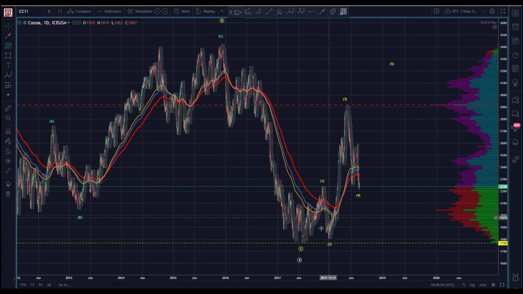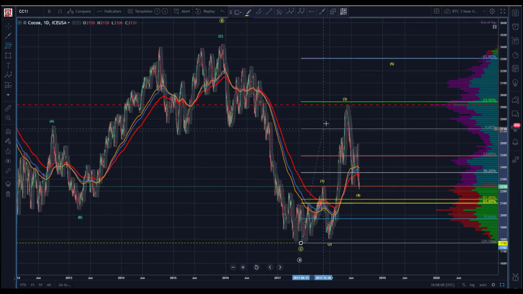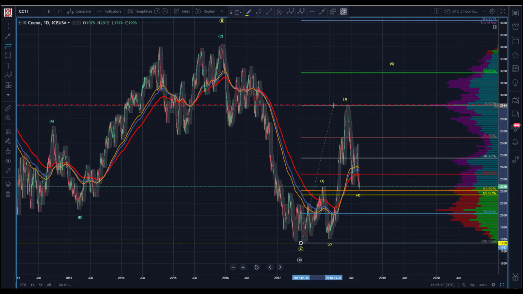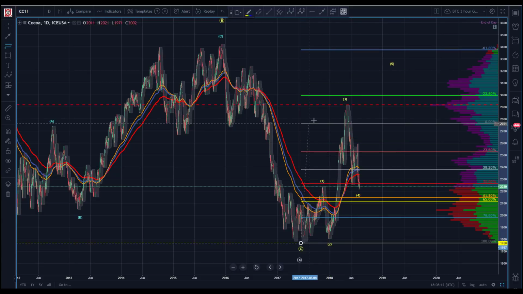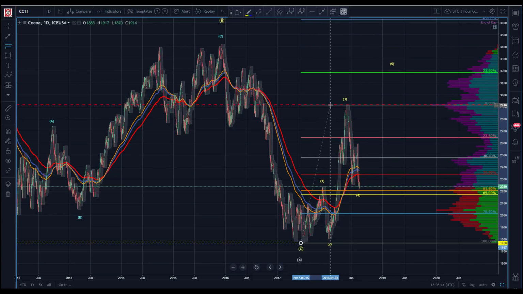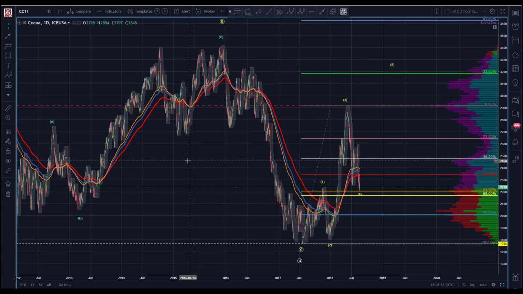Well, let's just measure it. So we take it from the low here, the beginning of the 1, up to our 3. Looks like we go right to the point of control. So what does that leave us? Right to the 618, to the tick. And it looks like I've got a fairly decent ABC in here.